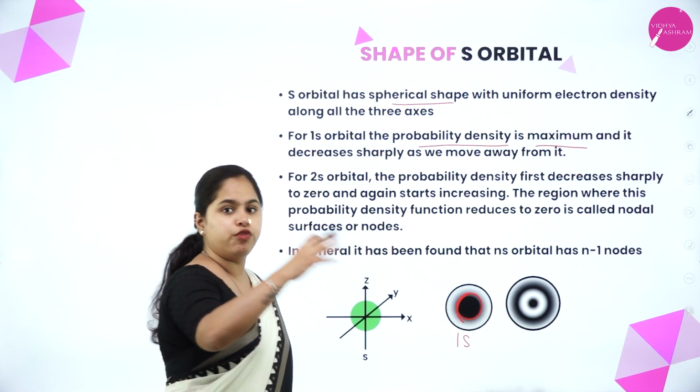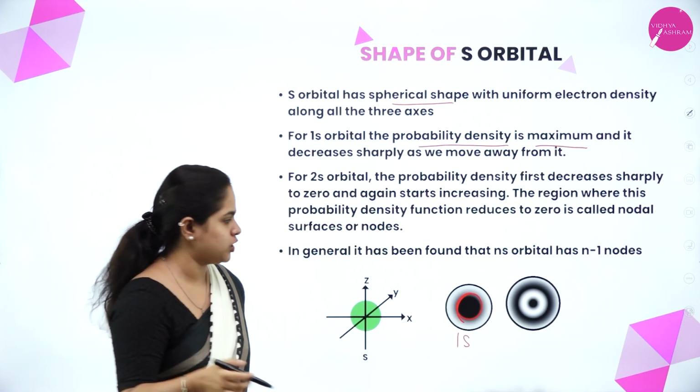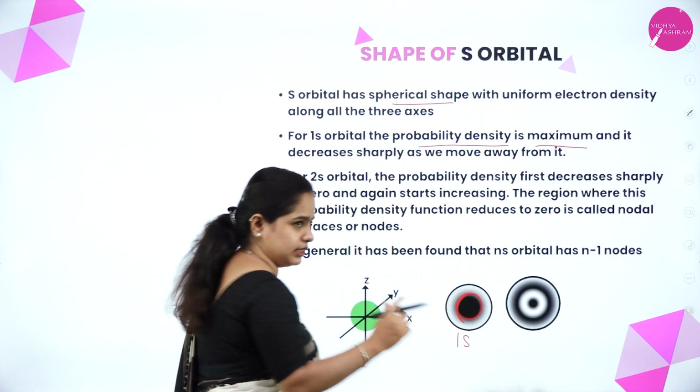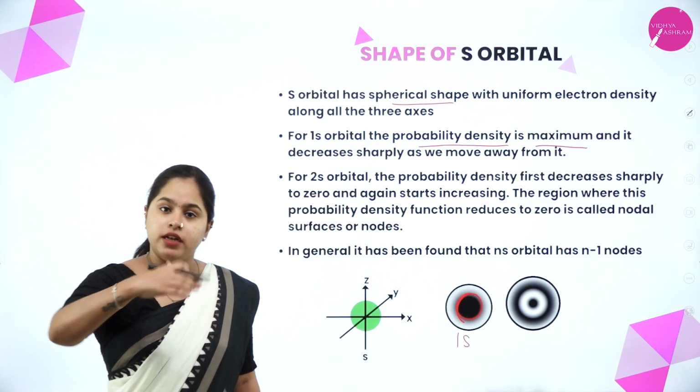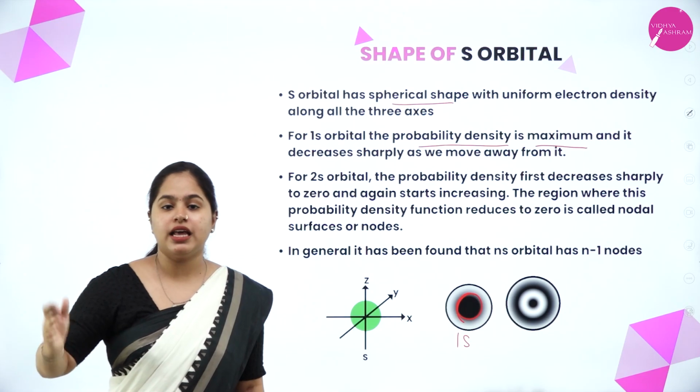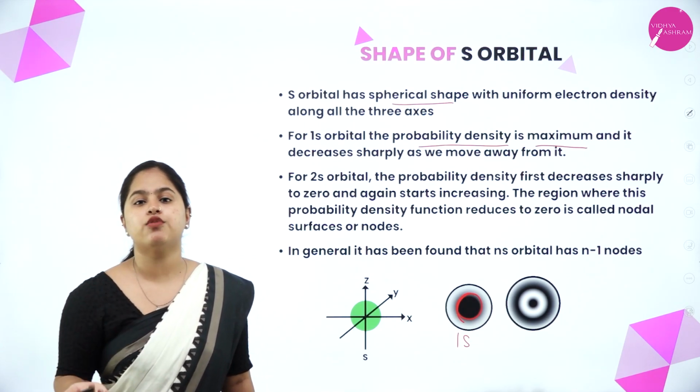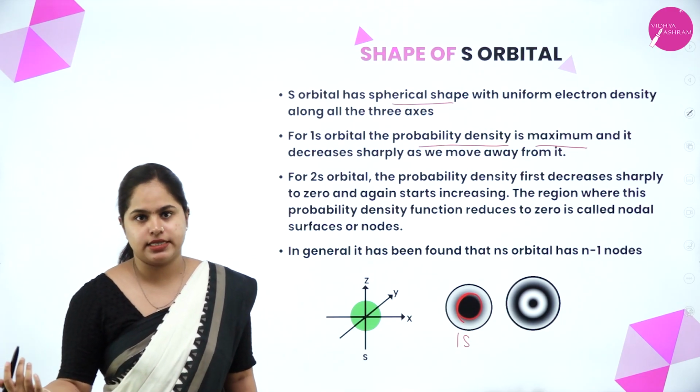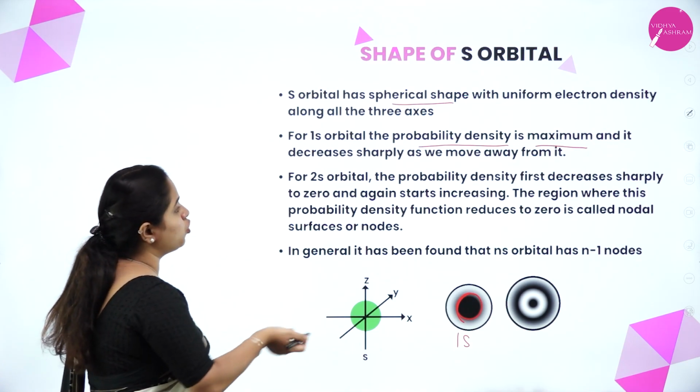But as we move far and far away from the nucleus, what happens? You can see the color is getting lighter. That basically means that as we move away and away from the nucleus, the probability of finding electron becomes lesser. Clear? Now moving on to 2s orbital.